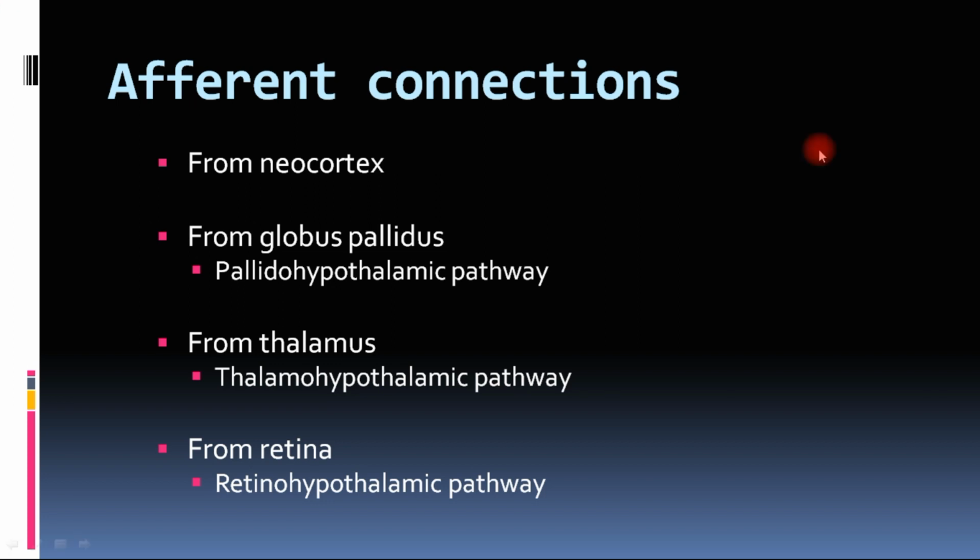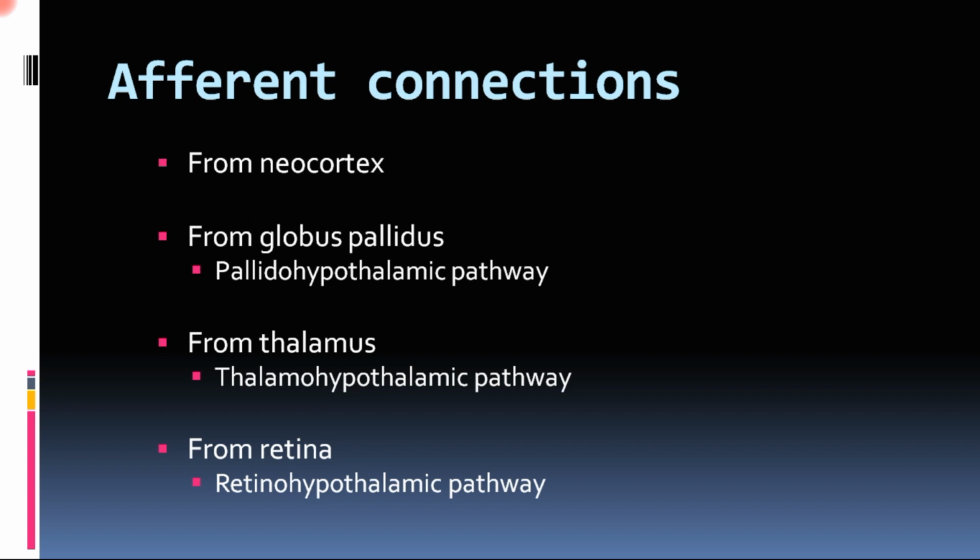At last, the afferents from the retina come to the suprachiasmatic nucleus with the help of the retino-hypothalamic pathway. So the light sensation is coming to the suprachiasmatic nucleus of the hypothalamus with the help of the retino-hypothalamic pathway.